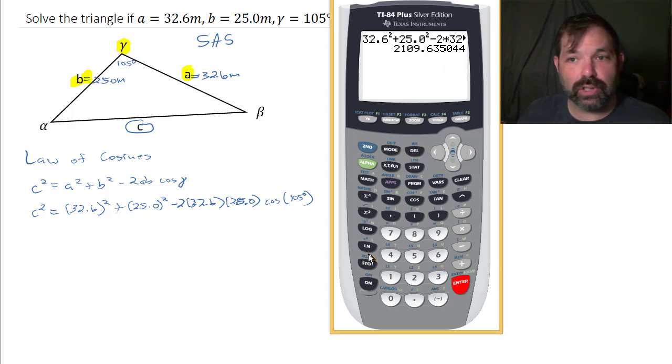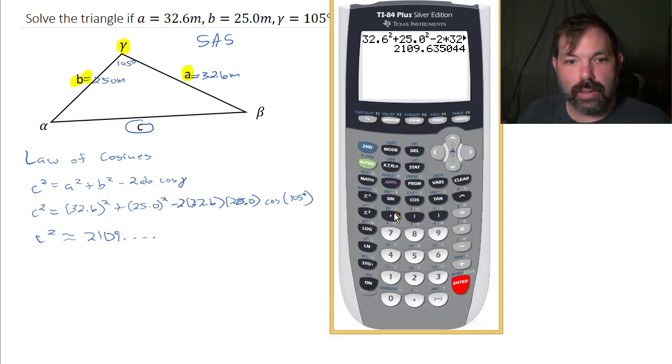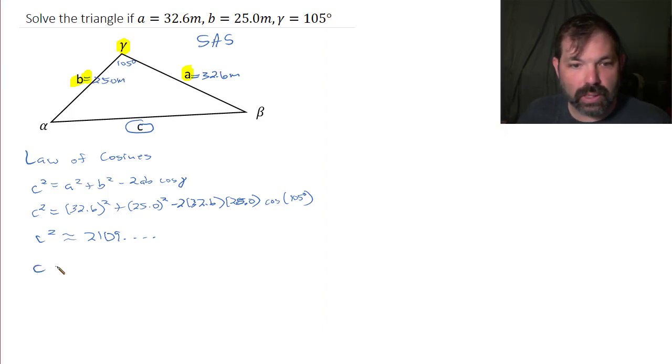Now that's c squared. We don't want c squared, we want c. So c squared is approximately 2109 point something. And then we want the square root of this. So let's take the square root, using second and the negative button to bring up our last answer, and hit enter. Let's take this to one decimal place, 45.9. So c is approximately 45.9 meters.